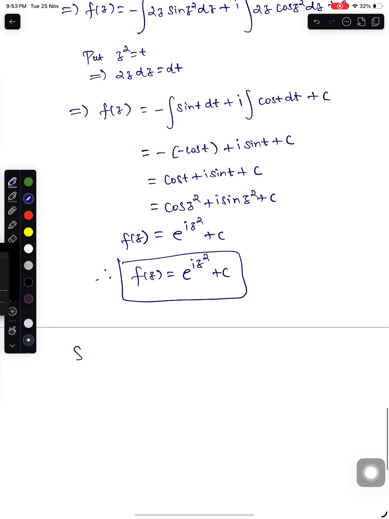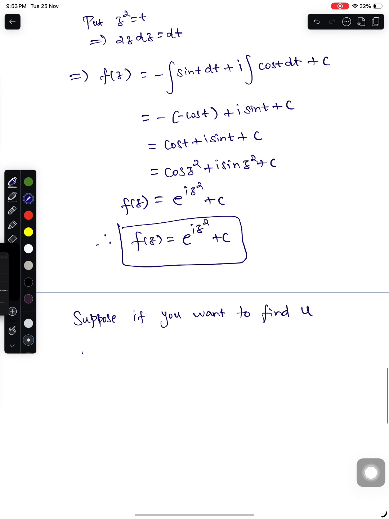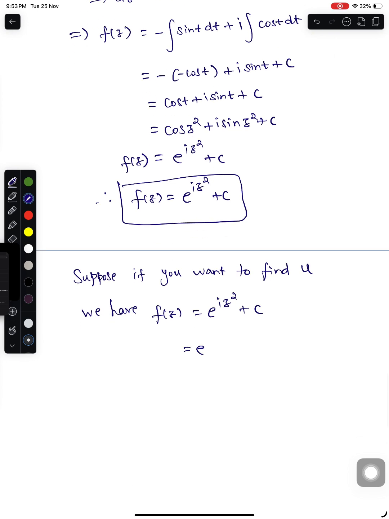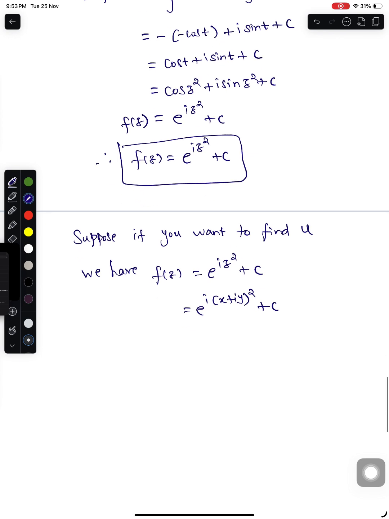Now we can also find u given v. Suppose you want to find u, then we can make use of this f of z and get the answers for u as well as v. Okay, right. So e power i z is e power i times x plus i y, as we know. So e power i into x plus i y whole square plus c.